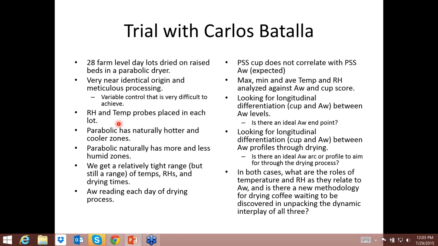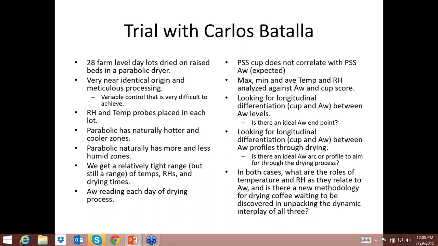We're taking a ton of confounding factors, a ton of non-controlled, what should be controls, and actually controlling them right here. A very near identical origin, and from my experience and what I saw, meticulous processing. Everything's very clean, everything's very organized. It's very difficult to achieve this level of variable control, and it was really wonderful because this was already in place down at Carlos's place. It was wonderful to just come in with the water activity trial and plug into a system that was already operating at such high efficiency.